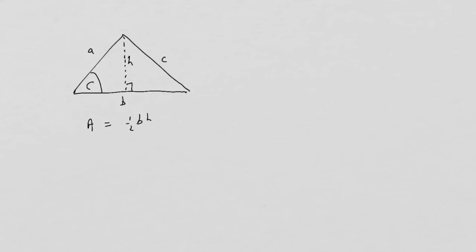Now we also know from the triangle on the left-hand side of the main triangle that the sine of angle C is the opposite, h, over the hypotenuse a, which means that h is equal to a sine C. Then our area becomes half b a sine C, and to make it alphabetical we call it half ab sine C. So that's the area of a triangle.